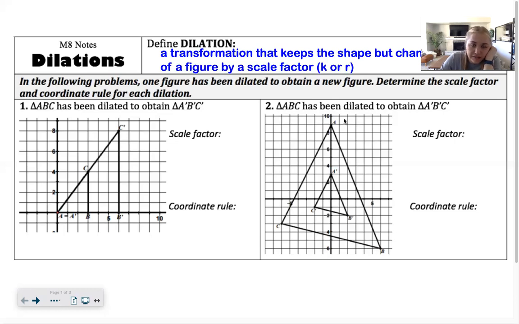So it's a transformation. By the way, you're writing this down. This is in your notes. It's just on the screen this time. A transformation that keeps the shape but changes the size of a figure.